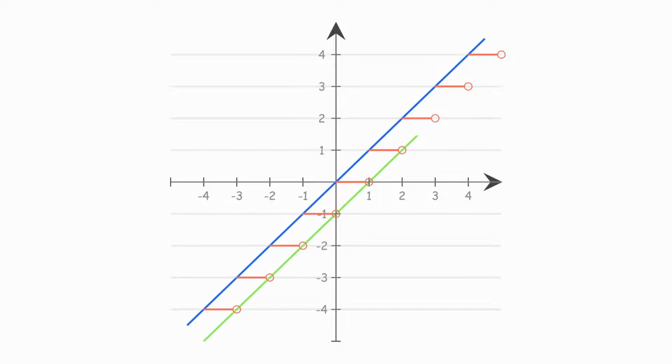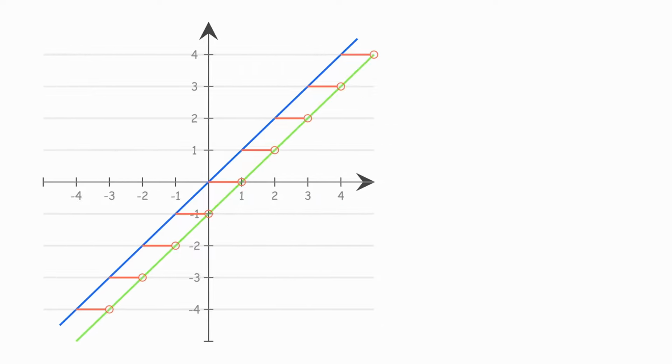This green line, y equals x minus 1, helps illustrate that the function is always bounded between y equals x and y equals x minus 1. Now, let's apply this idea to our problem. The greatest integer of k times x is less than or equal to kx, and greater than kx minus 1.